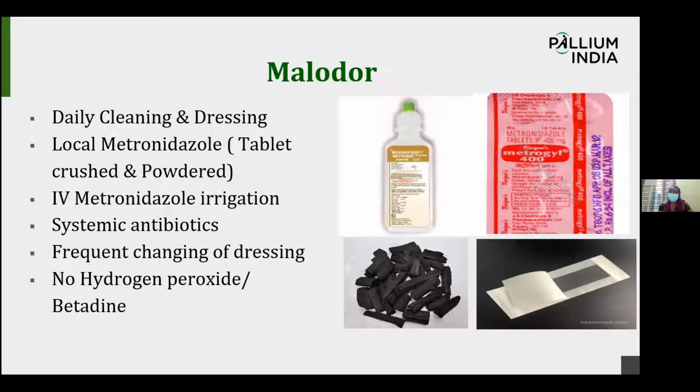And local metronidazole. You can take a tablet, crush it to powder, and that powder they can apply. This is one of the good agents for controlling anaerobic bacterial infection. Tablet metronidazole or injection metronidazole, and you can also use injection metronidazole for irrigation. There is a lot of pocket formation inside the wound, so this will help to reduce the infection. And also you can try one course of systemic antibiotics. It may not help fully because the superficial blood supply is not adequate, but you can try one course of antibiotics.